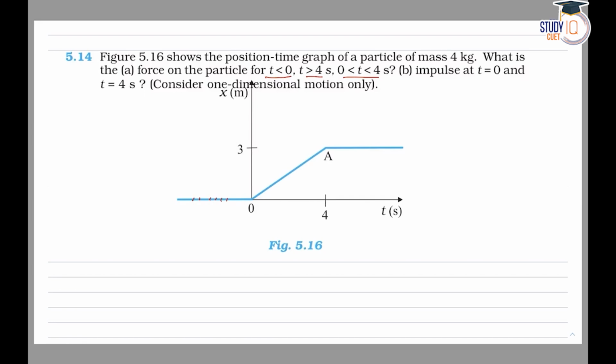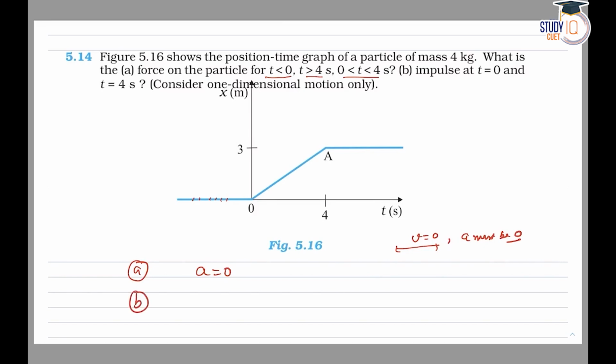Whenever the particle remains at rest in an interval, we can say that the acceleration of the particle would be 0. So in the first case, acceleration is 0 as the particle remains at rest in an interval. If the particle is at rest at an instant, then acceleration may not be 0, but whenever the particle remains at rest for an interval of time, then in that case acceleration must be 0.